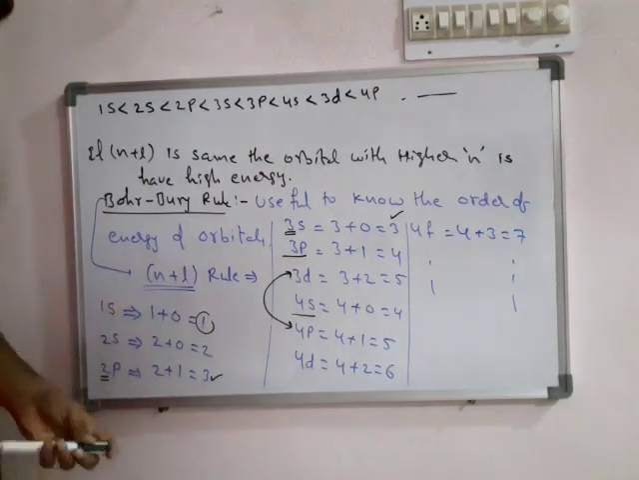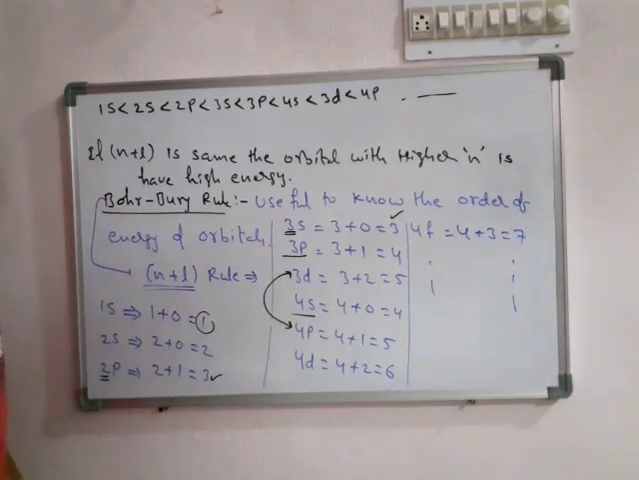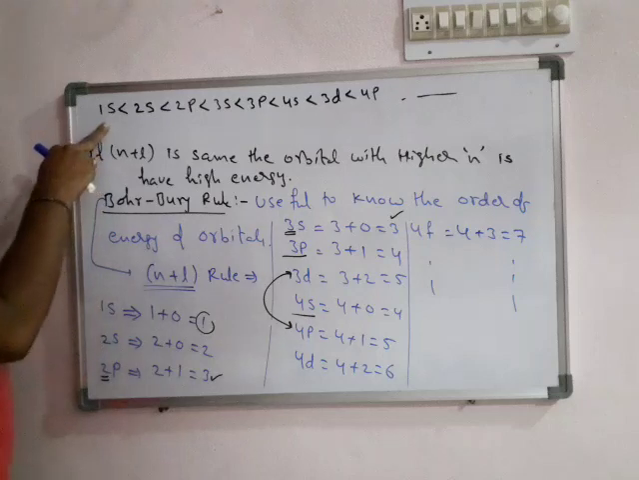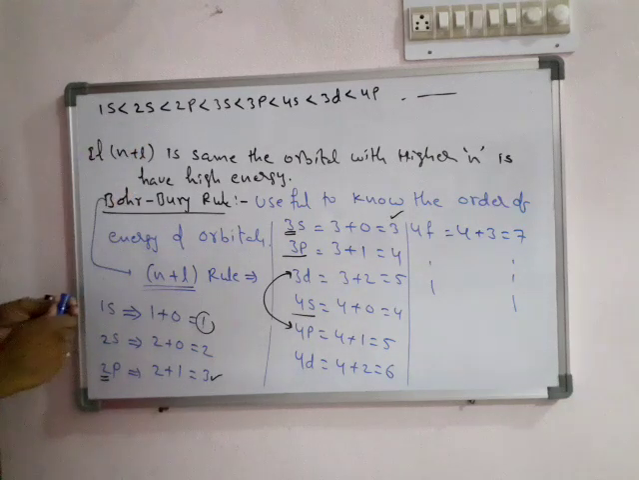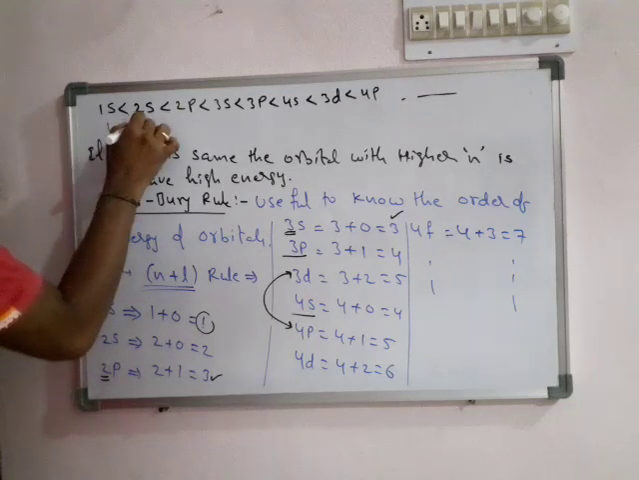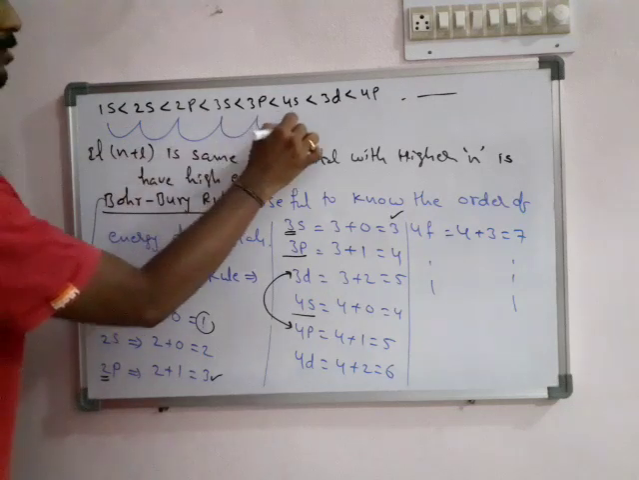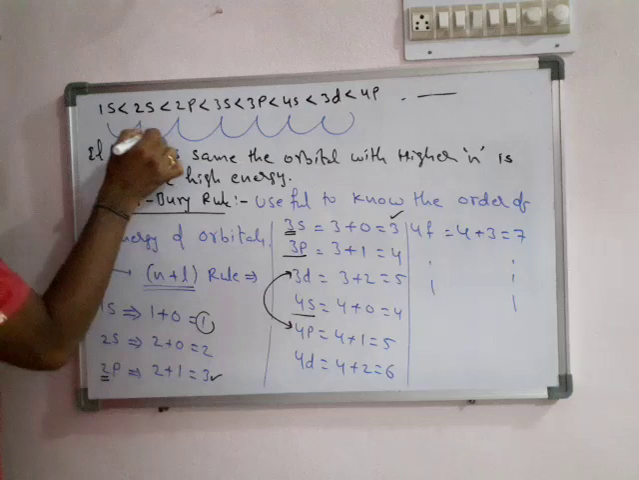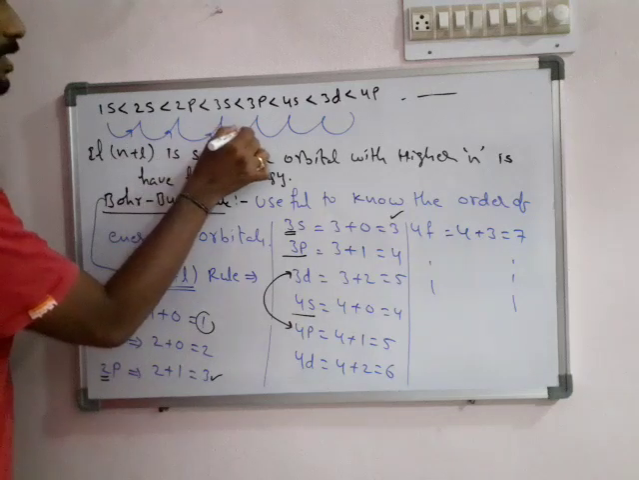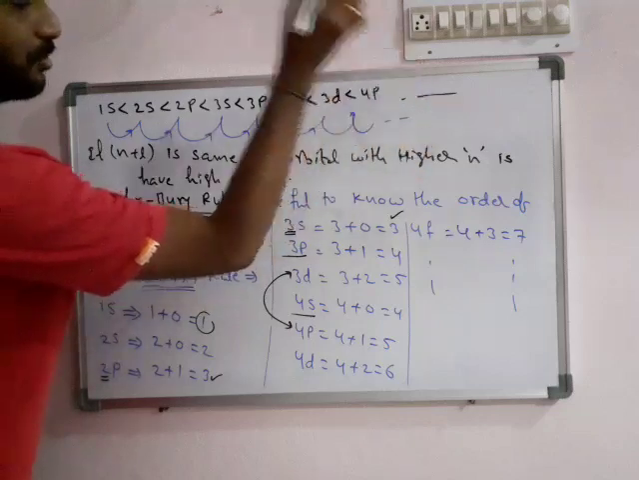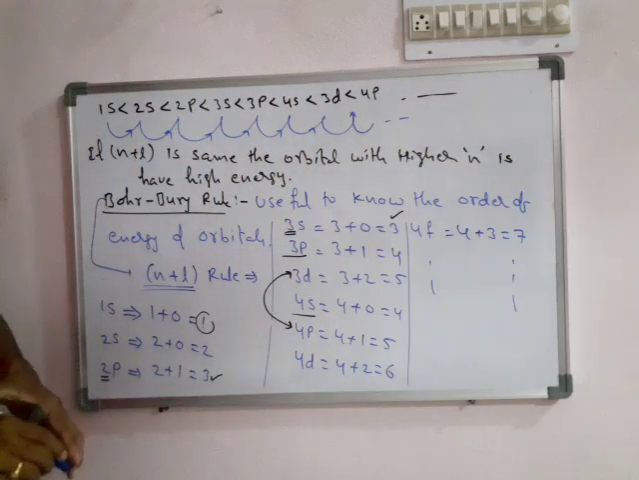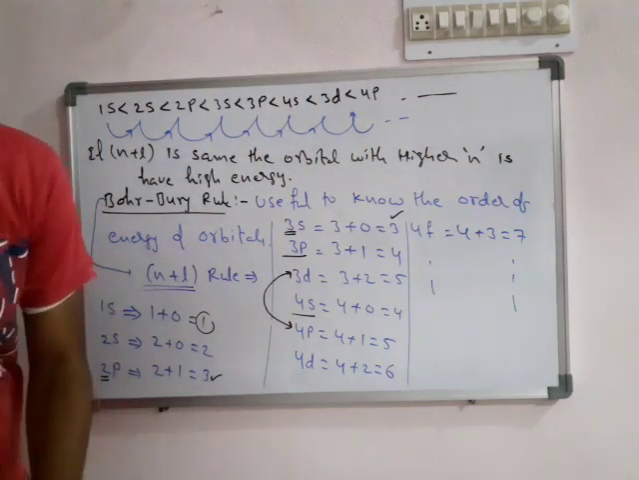Now, when we have different numbers of electrons, the first electron is filled in 1s, and after completion of 1s, filling of 2s, then after completion of this, 2p, 3s, 3p, 4s, 4d, like this. This means electrons fill the orbitals in the increasing order of their energies. This is known as the Aufbau principle.